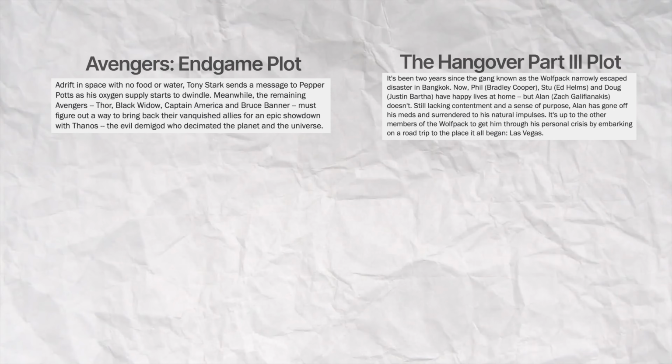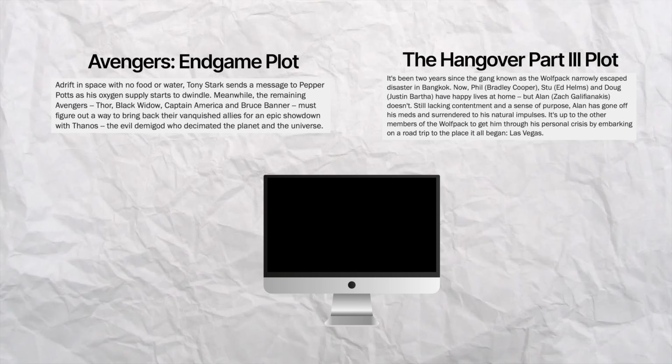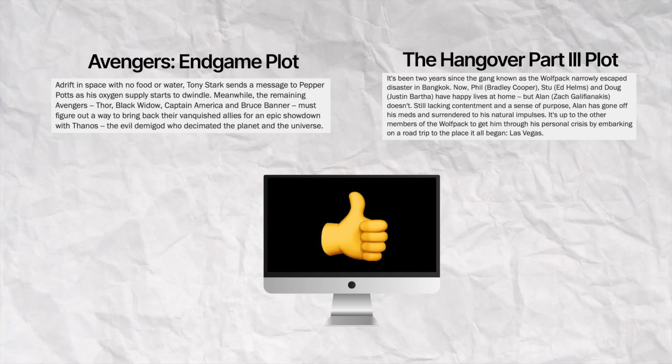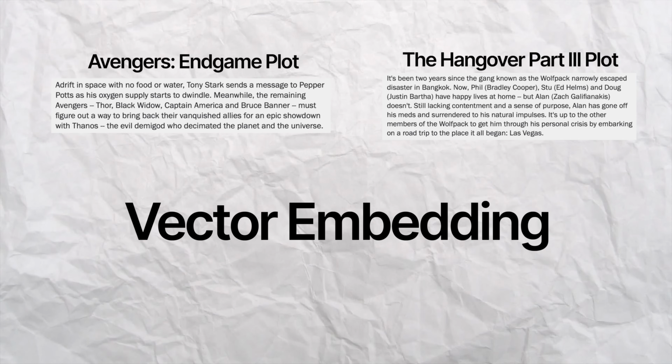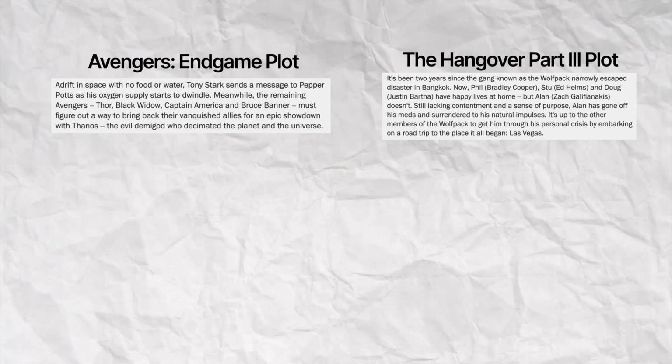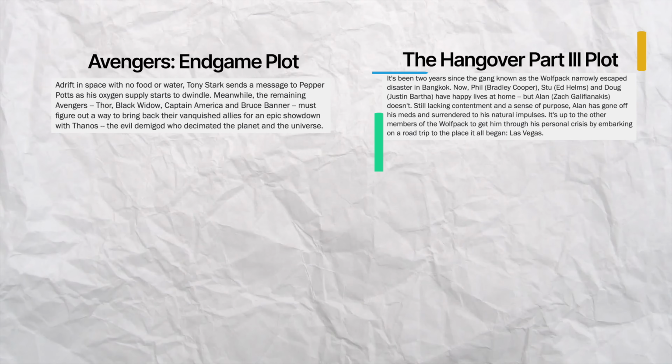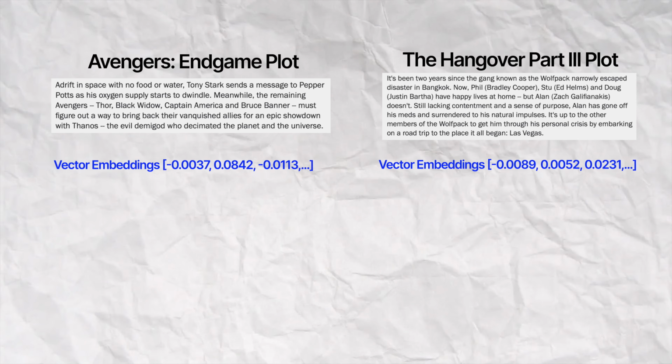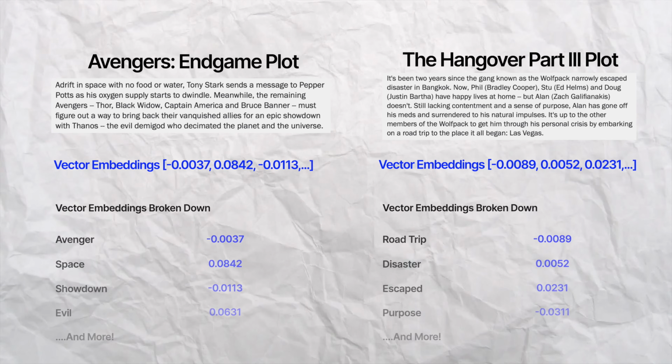Now, this information makes sense to us, and we can tell that they're not exactly that similar, but we have to go ahead and translate the plot of the movie into something that the computer can more easily understand, and this is called a vector embedding. So the way we can think of this is we simply turn the plot of the movie into a list of numbers that capture the key elements and themes of the plot.